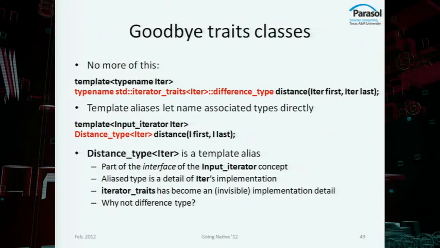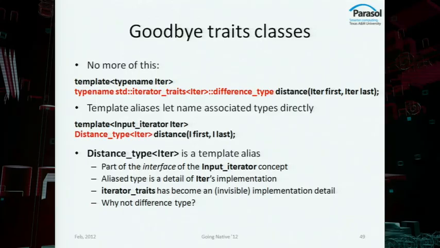Well, to start with, we don't have traits classes anymore. They're gone. So if you got tired of writing std::iterator_traits, iter::distance_type or difference_type or value_type, you don't have to anymore. This is gone. We just replaced that with the required distance type alias.